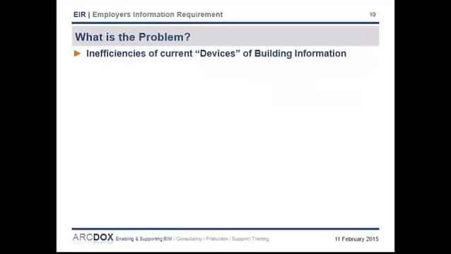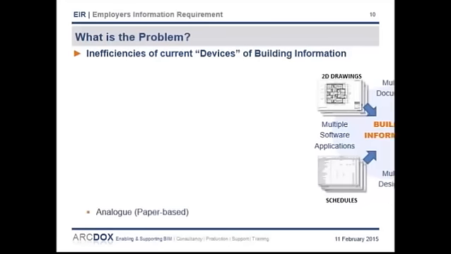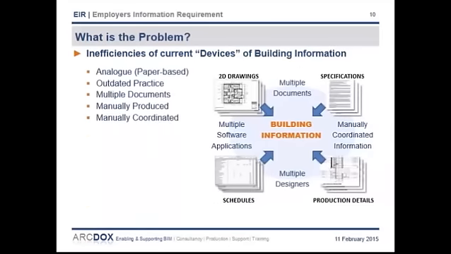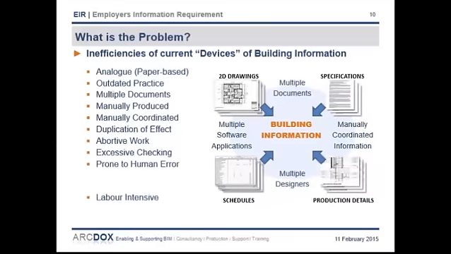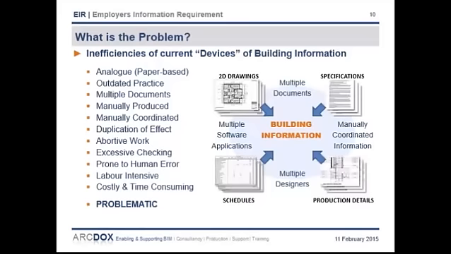So let's look at some of the problems of the traditional approach so you can understand why they are contributing to so much waste. Firstly, we have very inefficient devices for communicating information about buildings. Paper-based drawings, specifications, reports, etc. that are slow and costly to produce, difficult to coordinate, prone to error, difficult to understand or query or process. At best you can say these devices are problematic, and it's really outdated practice for the digital age that we live in.